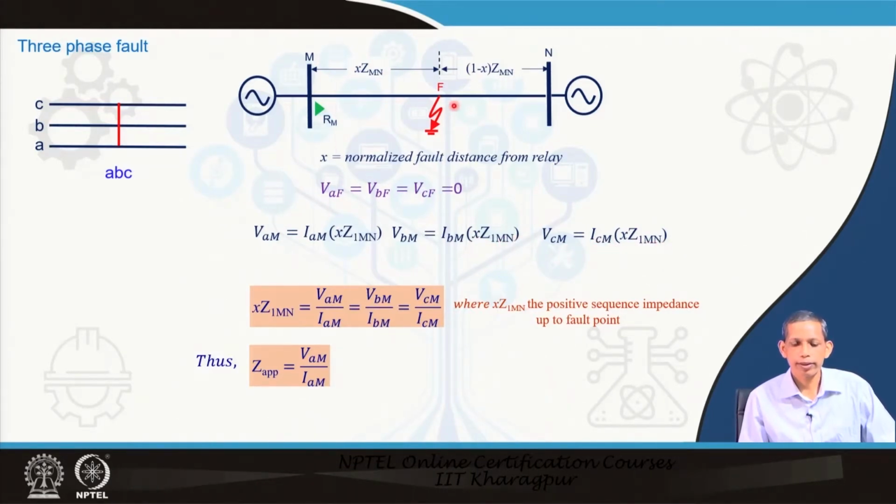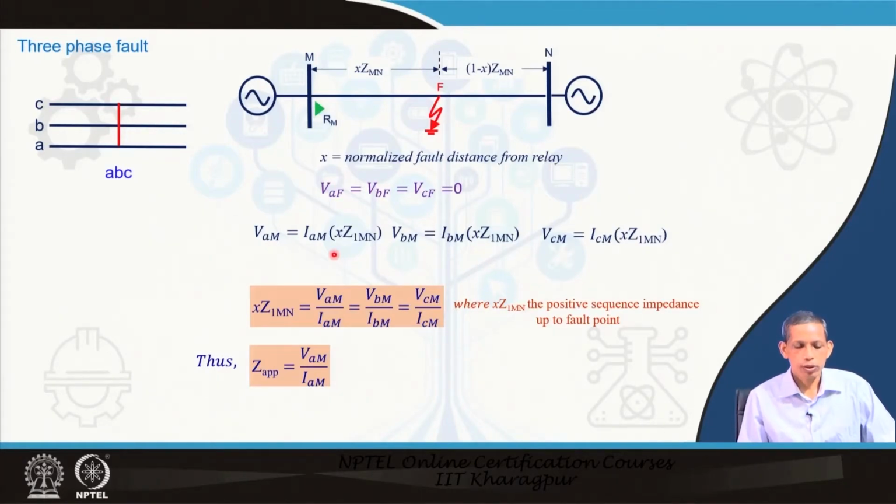What do we mean by that? The voltage at the fault point is 0, so the voltage at this point is nothing but the corresponding current here and the related impedance. The impedance is x Z MN. So, for each phase the relations are similar.